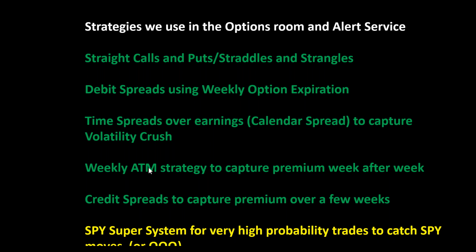And another one we do is the weekly ATM strategy. This is done when the market is neutral to bullish, which it is definitely not right now, so I'm not doing any of these right now. But when we do have a neutral to bullish market, this is a strategy where we sell puts against the stock every week to bring in premium, and we have a longer term dated put further out in time to protect ourselves. It's called the weekly ATM strategy. Then we also do credit spreads to capture premium over a few weeks. We do this not a lot, but we do it occasionally.